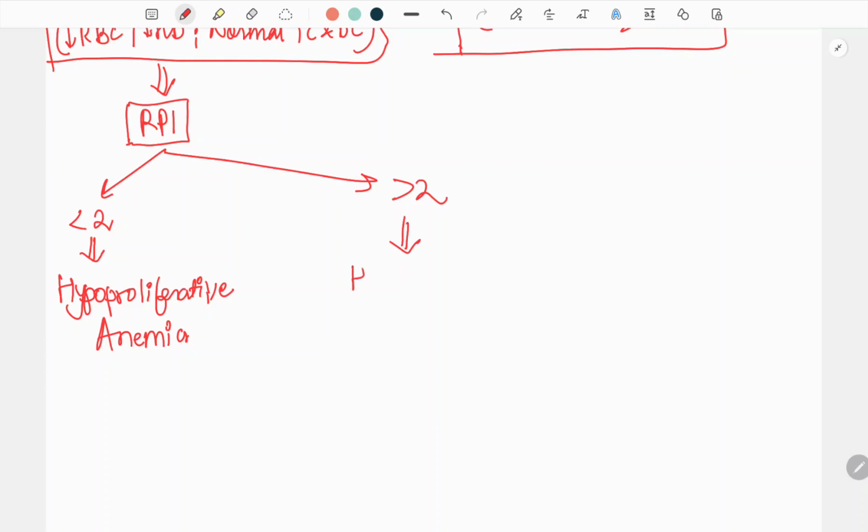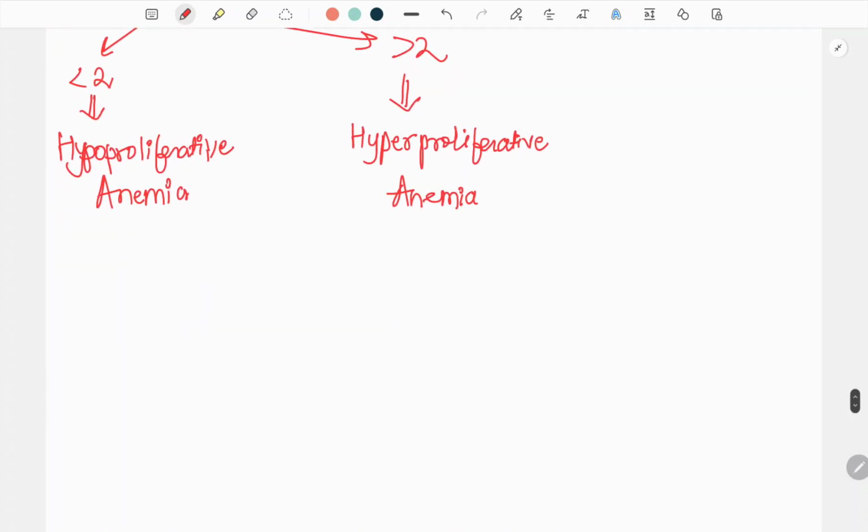If it is more than 2, it is a case of hyperproliferative anemia. Fine. What does hypoproliferative mean? Hypo means decrease in production of RBC. Hypo means less, so there's decrease in production of RBC. Hyperproliferative, hyper means high, proliferation means production. So there's increase in production of RBC.